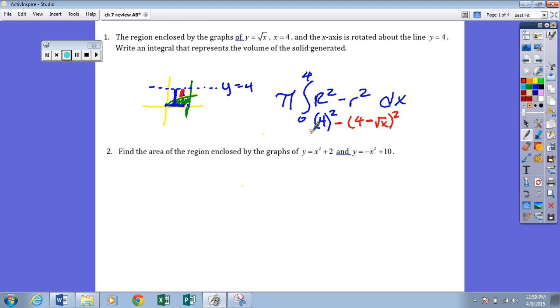Okay, and so that's it. It just says write the integral that represents the volume. So it'll be pi times the integral from 0 to 4 of all this. Okay, and that would be your answer.